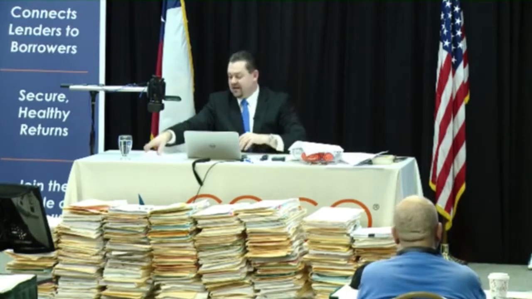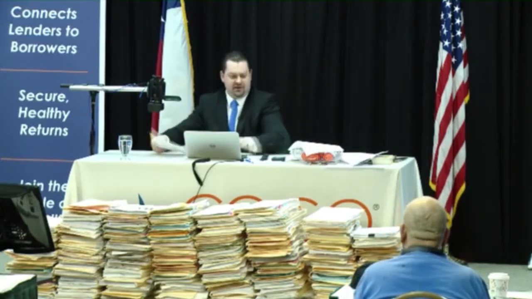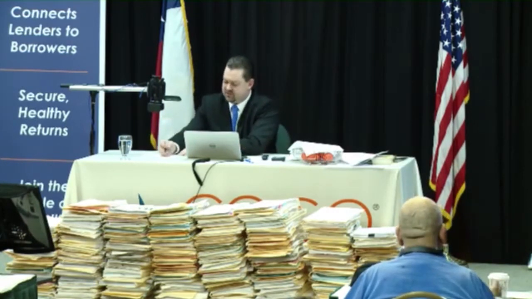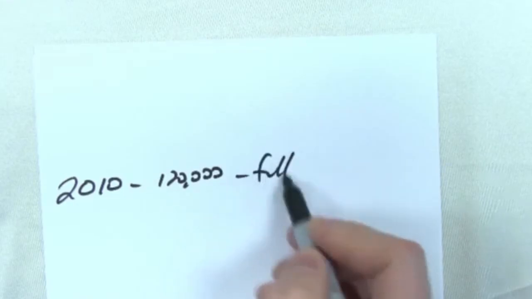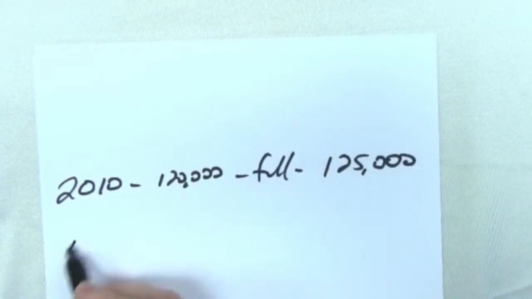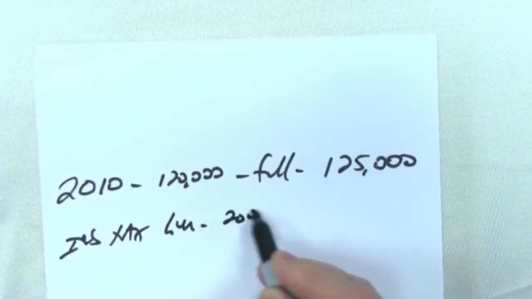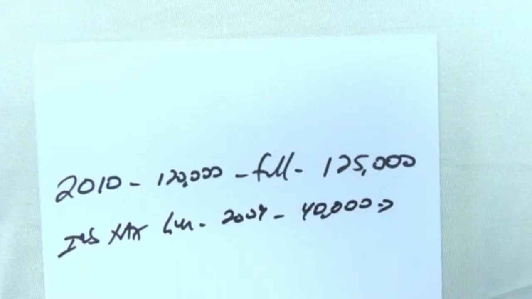Now, one last thing before we go to break, because you guys are jumping up out of your chairs, so I'm assuming we need another break: when you buy a property at auction. Let's say that I'm buying a lien dated 2010, $120,000. It's a full debt bid, and I pay $125,000 for it. However, there's an IRS tax lien dated 2009 for $40,000. Do I have to pay the IRS tax lien?